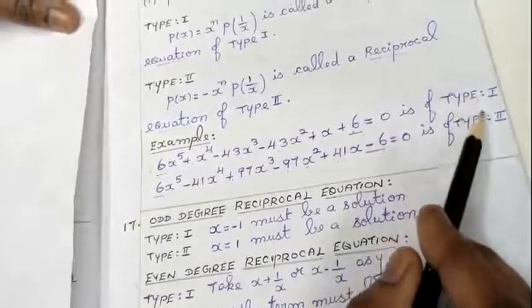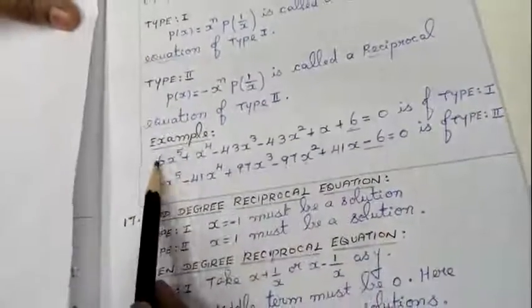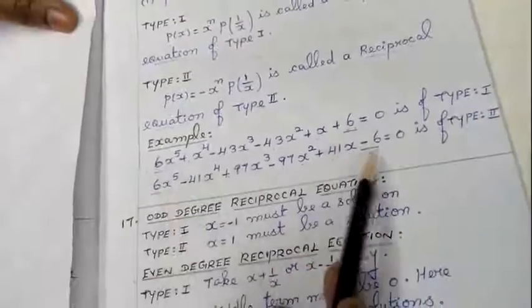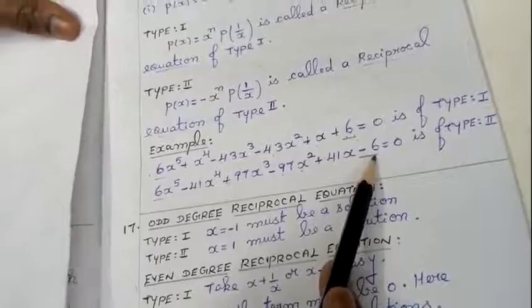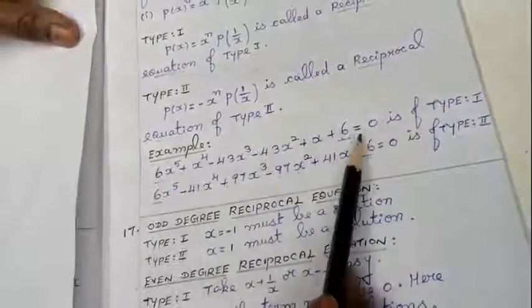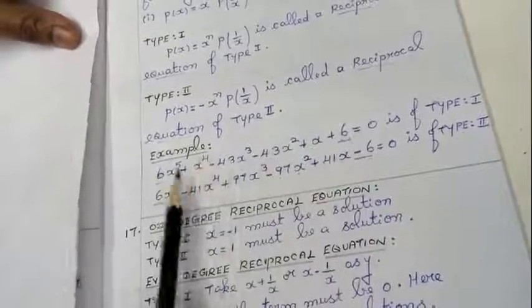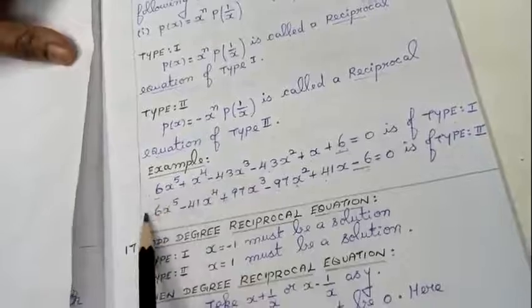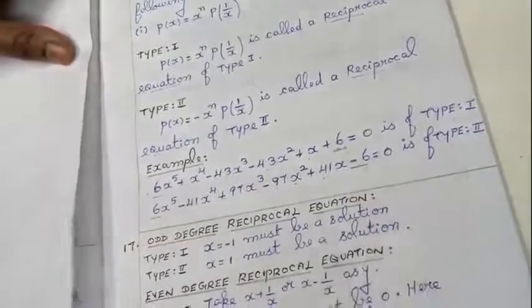First you have to be clear. Type 1 means both the end signs will be same. Type 2 means both the end signs will be different but the number will be same. In both the cases, what is common is the numbers are same. We are just differentiating using the sign. Sign same means type 1. The sign is opposite means type 2.